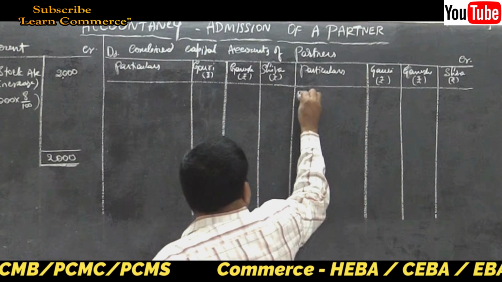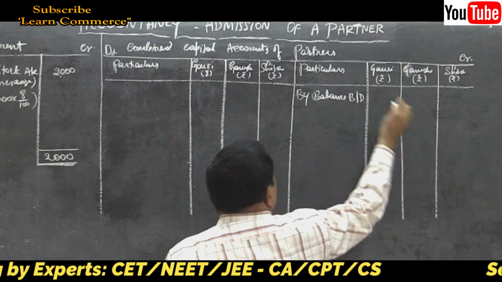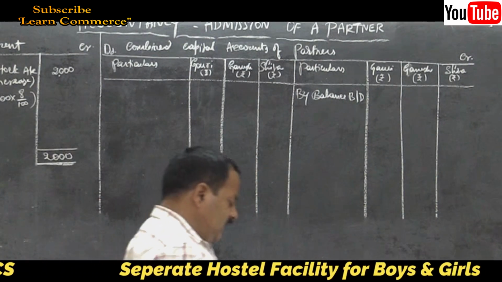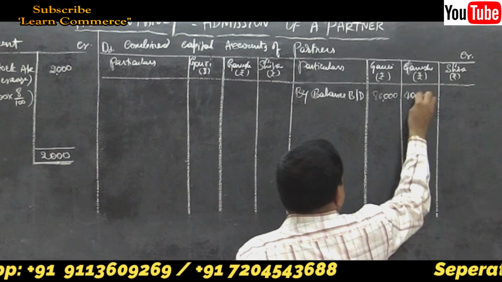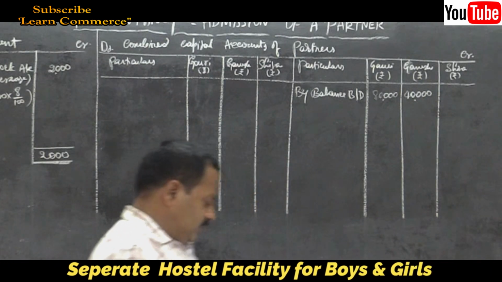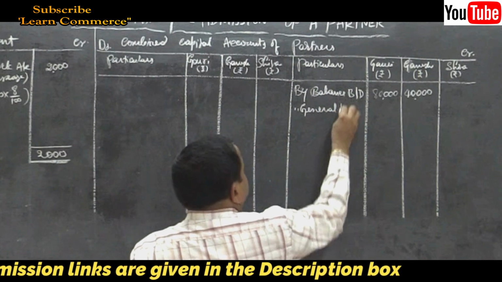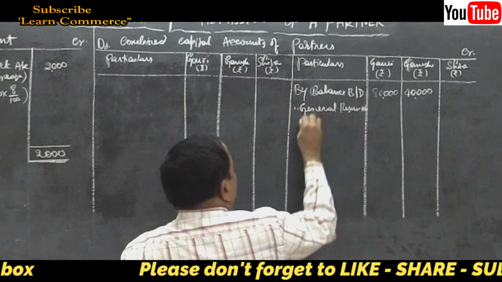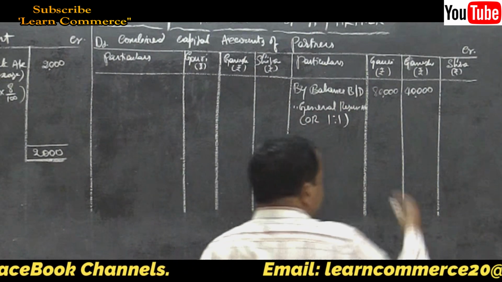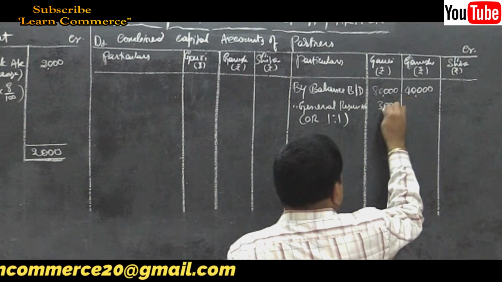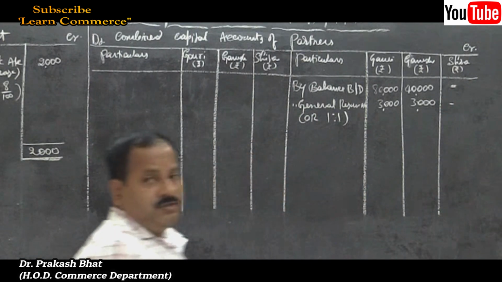Then combined capital accounts of partners. By balance brought down, the starting point, that is the opening balance of capital account. How much is it? 80,000 and 40,000. Then by general reserve, old ratio 1:1, correct. 6,000 is there, so 3,000 each to old partners.